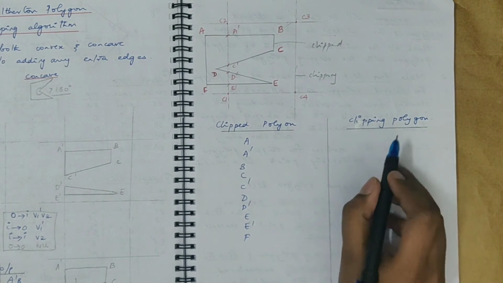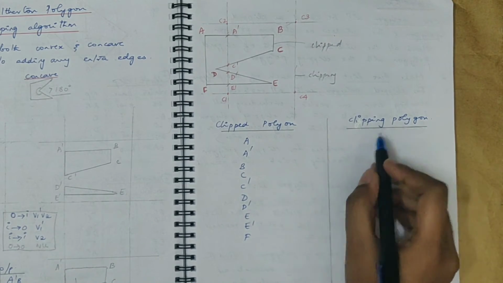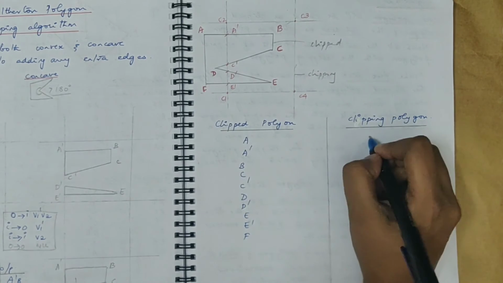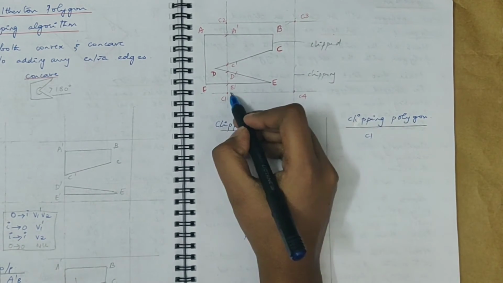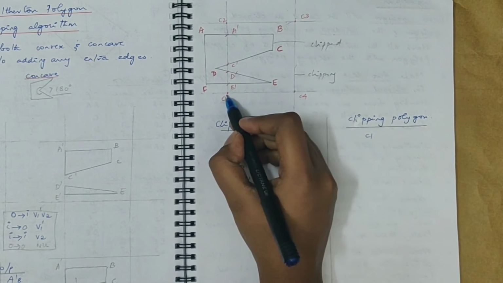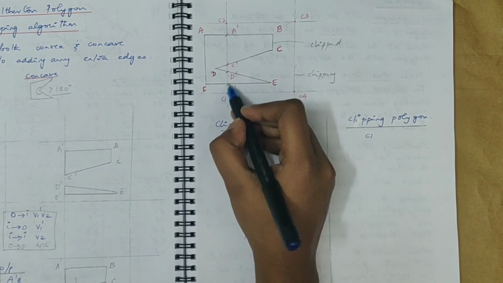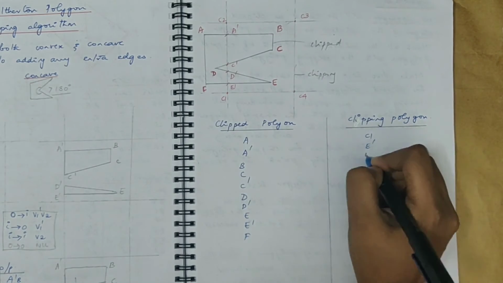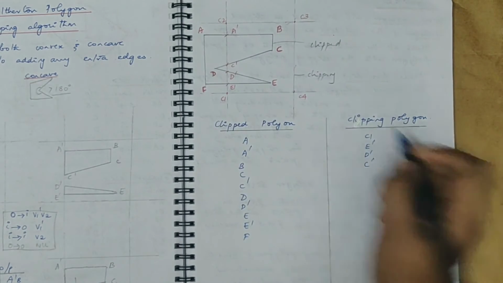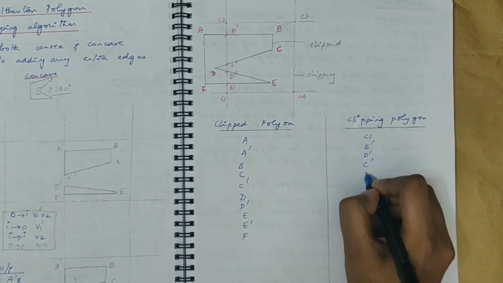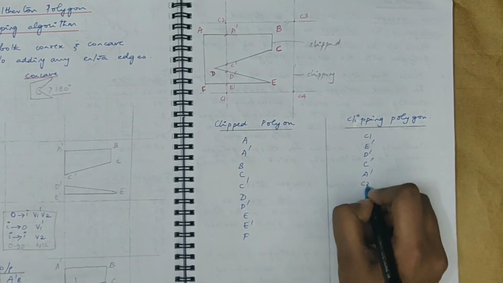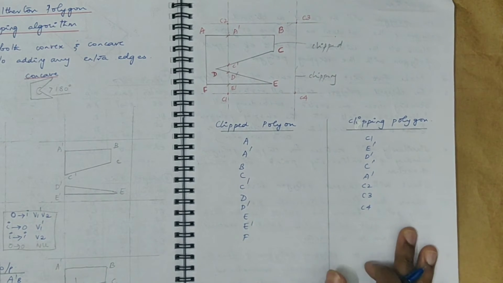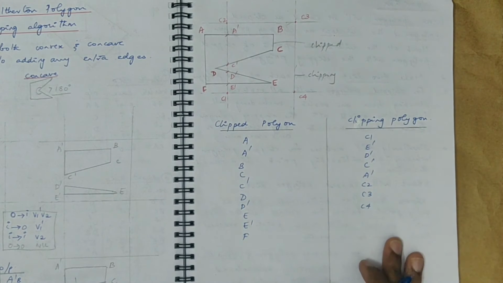Similarly, fill the list for the clipping polygon also. In the clipping polygon, you take the clipping window and keep adding the vertices. I'll start from C1 and go again in clockwise order, adding the intersecting vertices also. So E dash you have, D dash, then C dash, A dash, then C2, C3 and C4. So first make these two lists. This is the first step that you have to do.